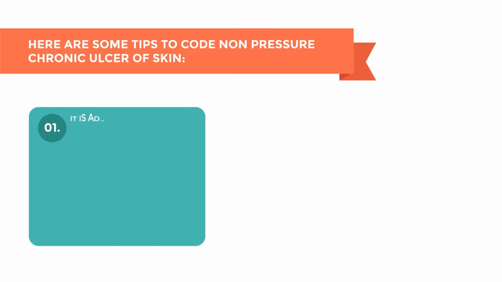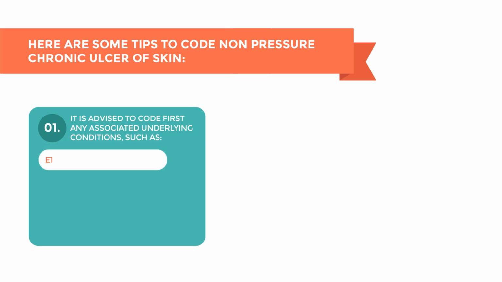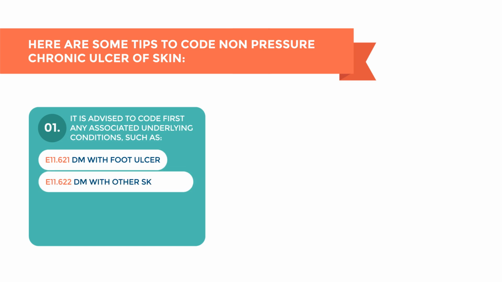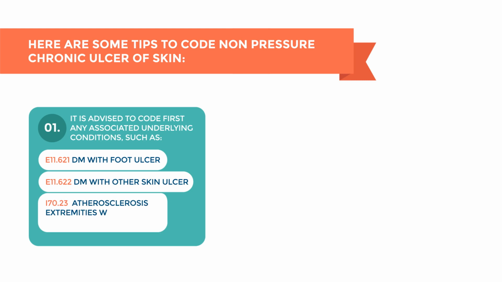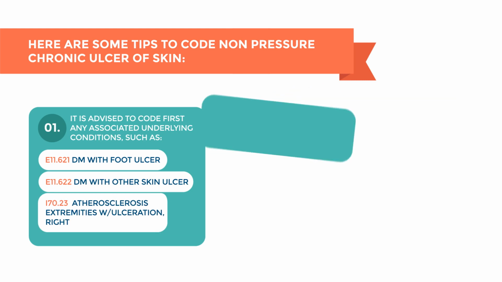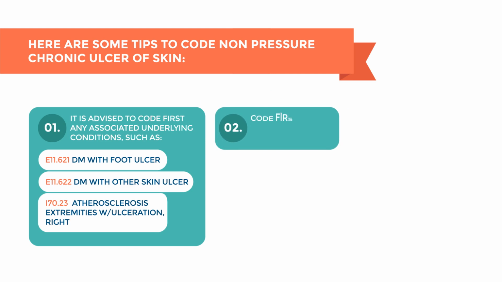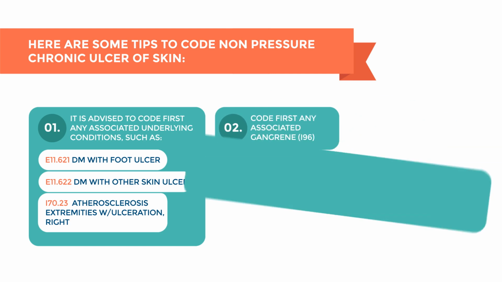1. It is advised to code first any associated underlying conditions, such as E11.621 DM with foot ulcer, E11.622 DM with other skin ulcer, I70.23 atherosclerosis extremities with ulceration right. 2. Code first any associated gangrene, I96.